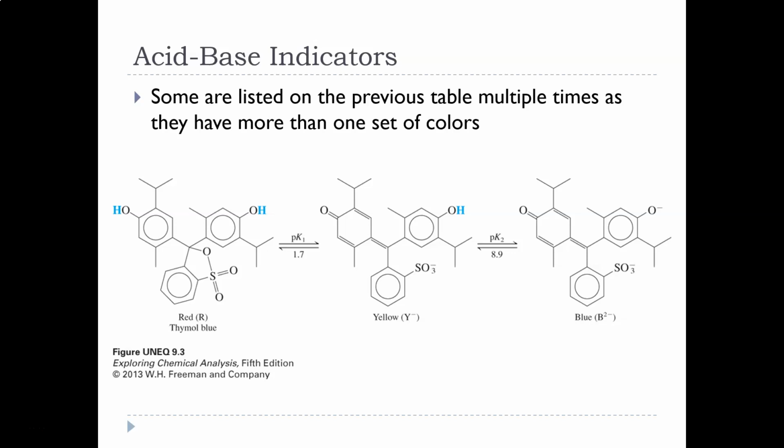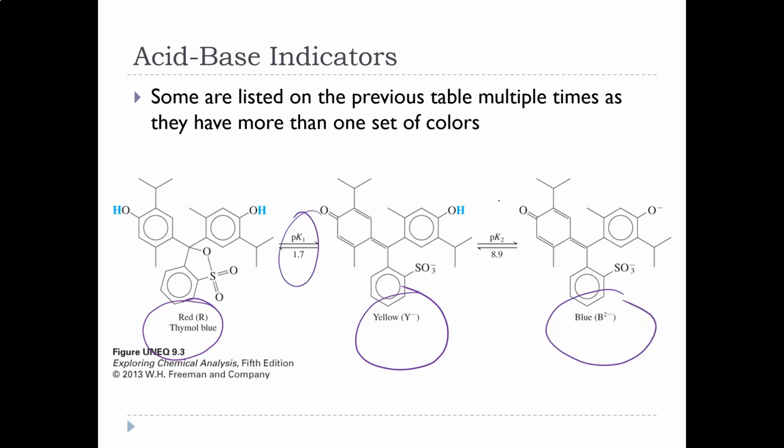So some indicators are polyprotic acids, which means they have more than one proton they can donate. So we can see multiple color changes. So this one can go from red to yellow and then yellow to blue at different pH values. So an indicator can do 3 color changes, which is just fun in the lab, but it can be useful sometimes too.